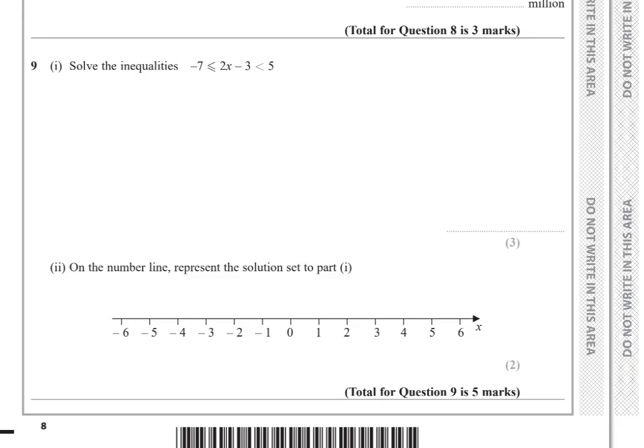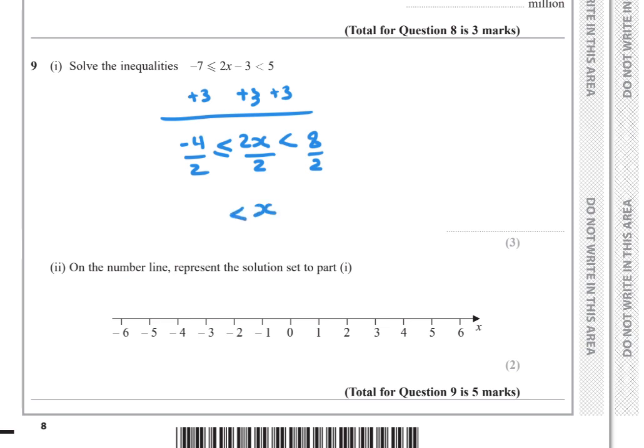Number 9i, solve the inequalities. 2x minus 3 is more than or equal to negative 7 and less than 5. So first, you can transpose negative 3 to the other side by adding 3 to all sides. Now you have 2x in the middle, more than or equal to negative 4 and less than 8. Now divide by 2, divide by 2, divide by 2. So x is more than or equal to negative 2 and less than 4.